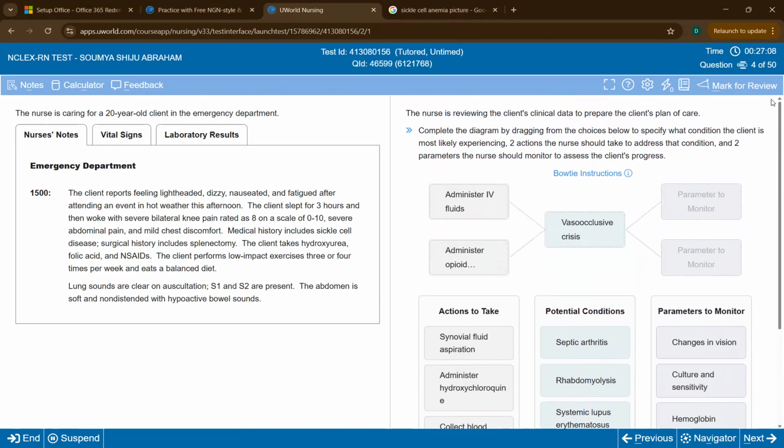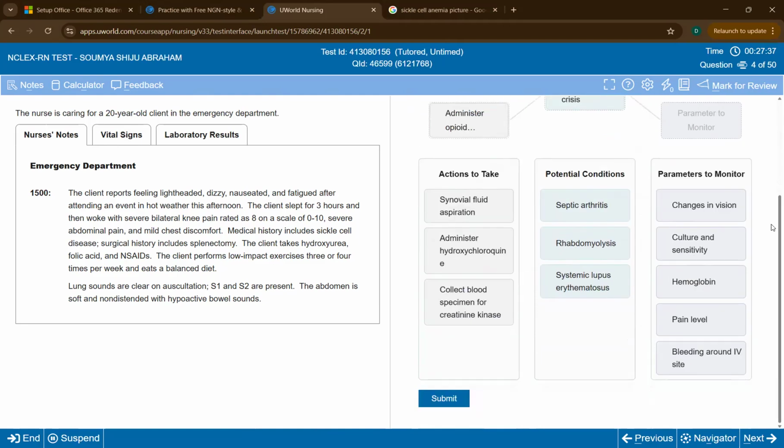Next one, what are the parameters? We have an idea that the client is experiencing vaso-occlusive crisis because of sickle cell anemia, and here we have selected the 2 management actions, administer IV fluid and administer opioid analgesics. After the implementation of this management, what are the things we have to monitor? The first, changes in vision. Is it needed? Changes in vision is not at all the priority need of the patient. Second, culture and sensitivity. Culture and sensitivity is needed, but that is not the priority parameter to monitor.